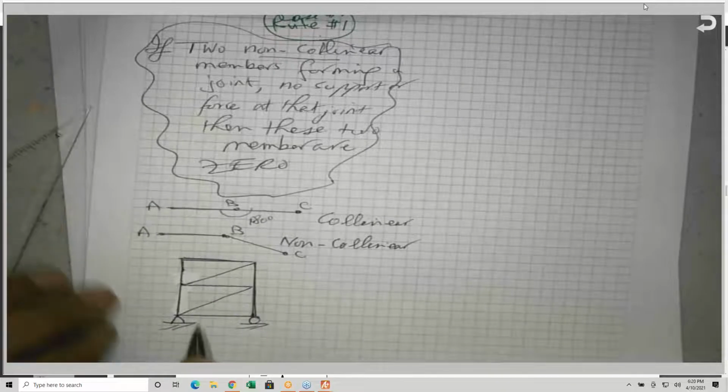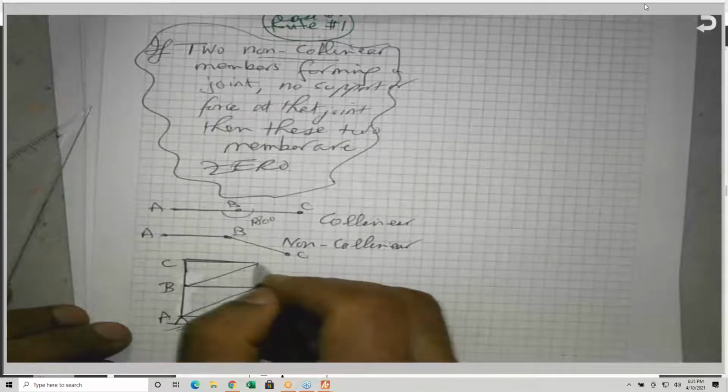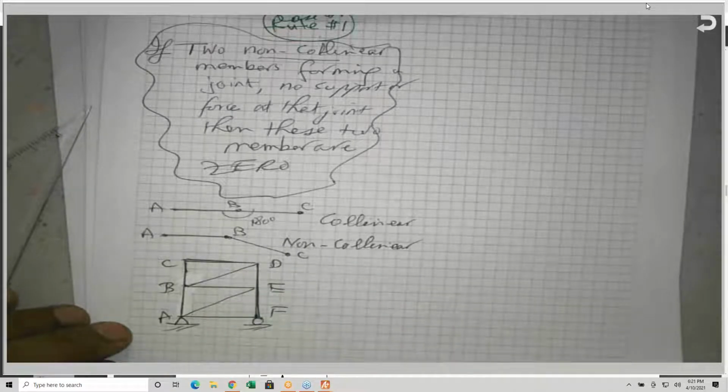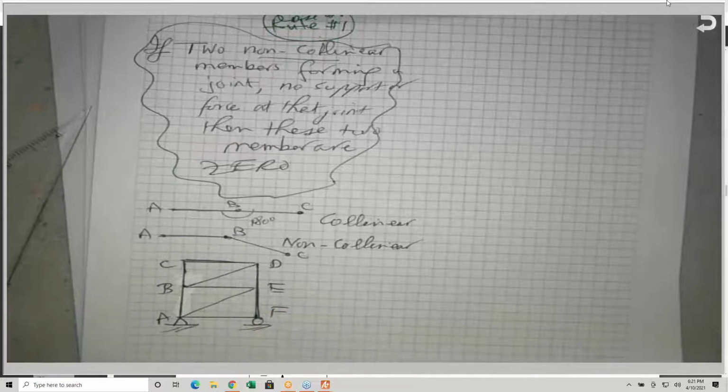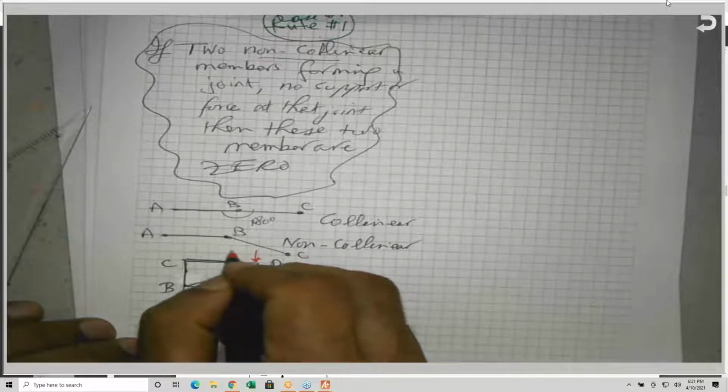The basic unit for any truss must be a triangle: A, B, C, D, E, and F. And I have a load here, eight kips.